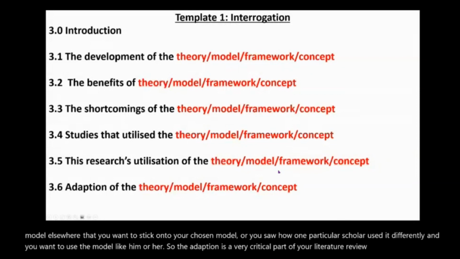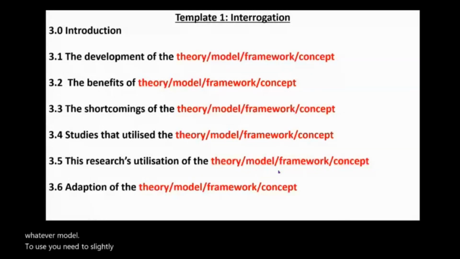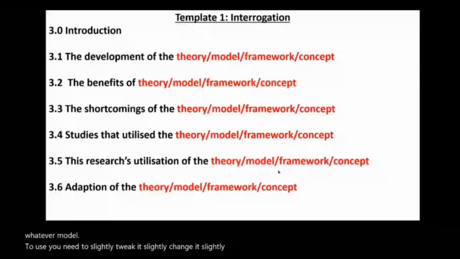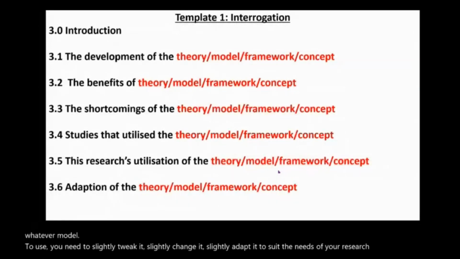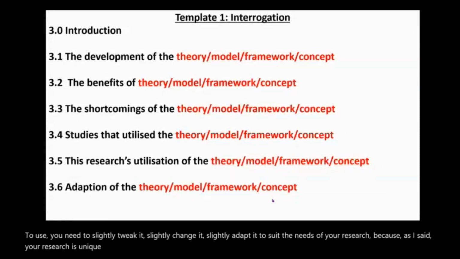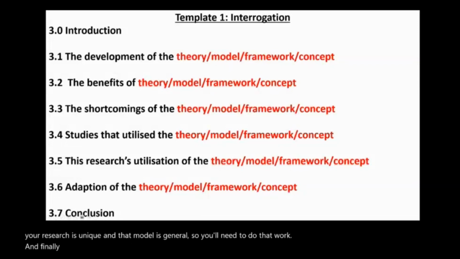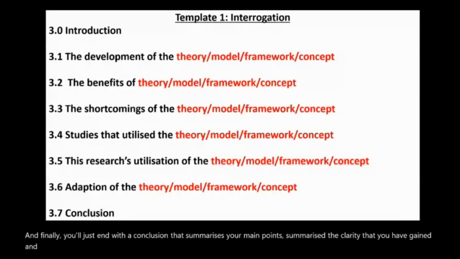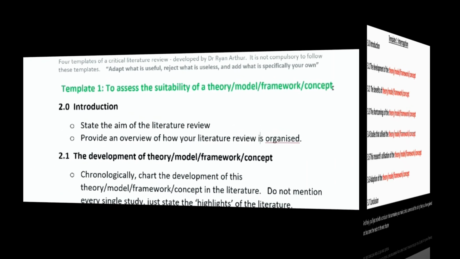Whatever model you use, you need to slightly tweak it, slightly change it, slightly adapt it to suit the needs of your research. Because as I said, your research is unique and that model is general. So you need to do that work. And finally, you'll just end with a conclusion that summarizes your main points, summarize the clarity that you have gained, and escort the reader to the next chapter.